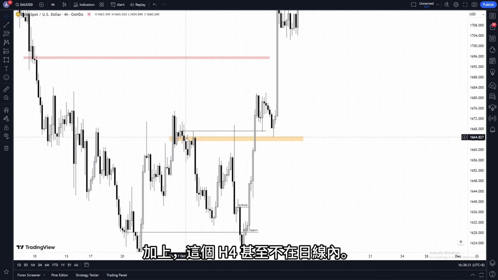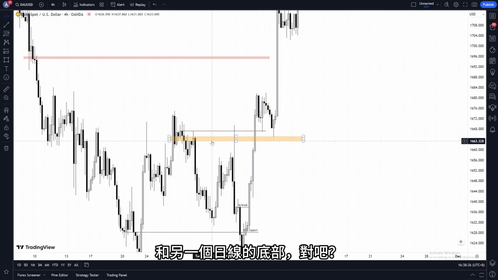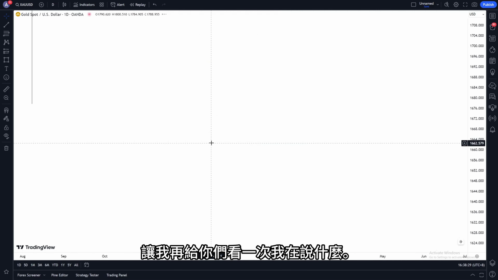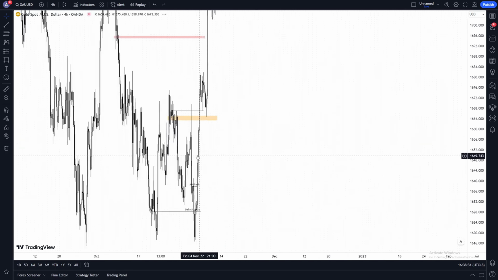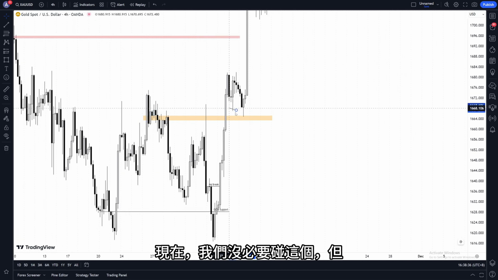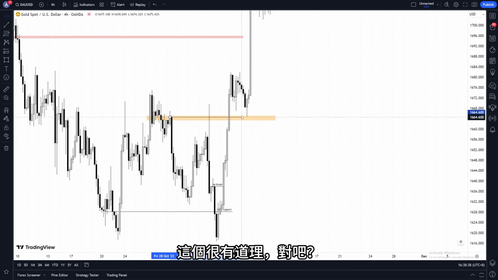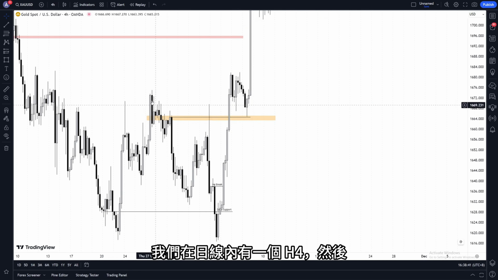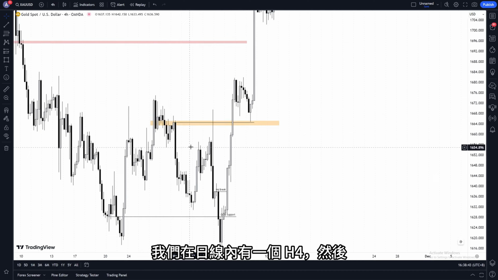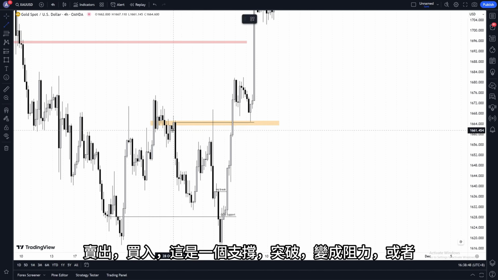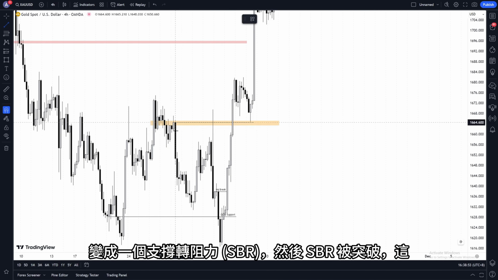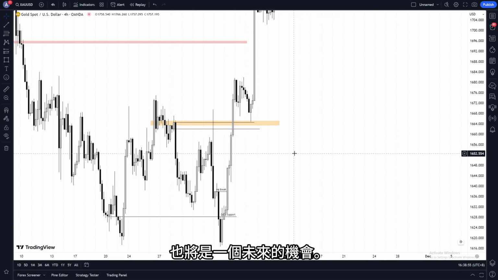Plus, this H4 isn't even within the daily. Remember, this is the daily, the start of the daily, and the bottom of another daily, right? Let me show you what I'm talking about one more time. Daily. Okay, quickly, let's go back to the H4. Now, there's no point in us touching on this, but we can go for this. This one makes a lot of sense, right? We have ourselves a H4 within the daily, and then we also have another one that I would have personally marked right here. Sell, buy. This is a support, breaks, becomes resistance, or becomes an SBR, and then the SBR breaks, and this would be a future opportunity as well.